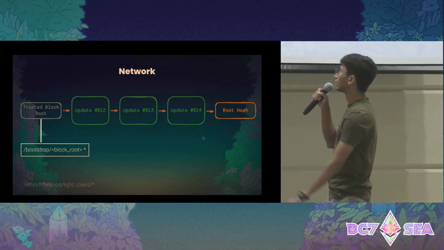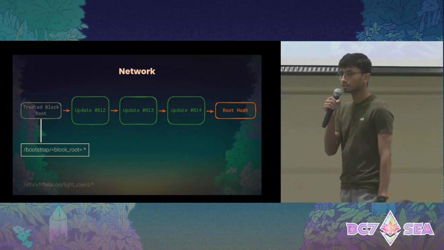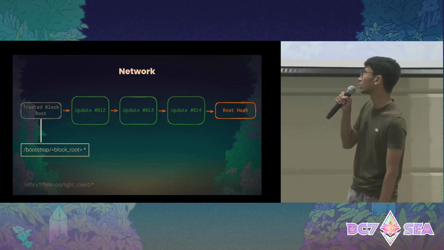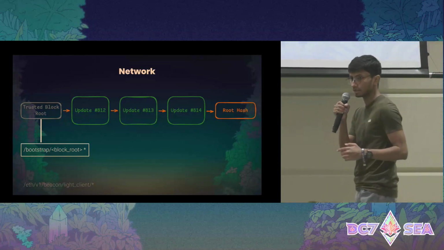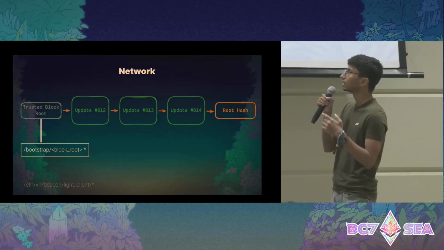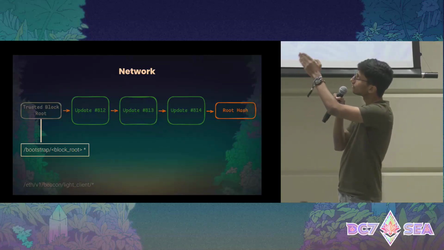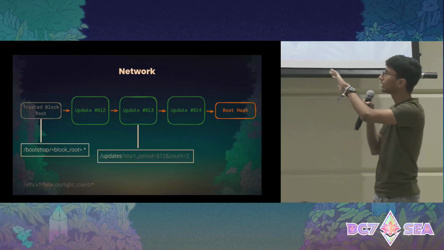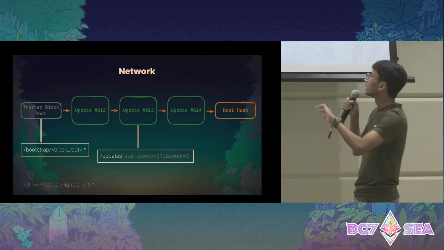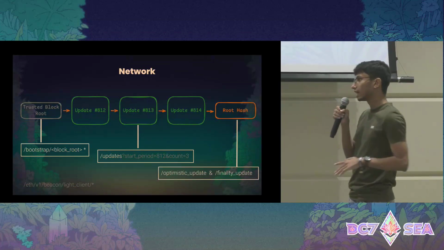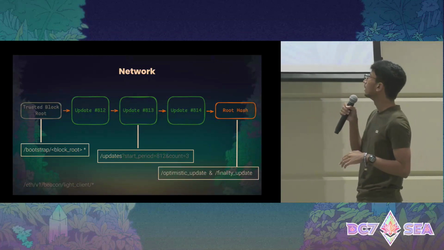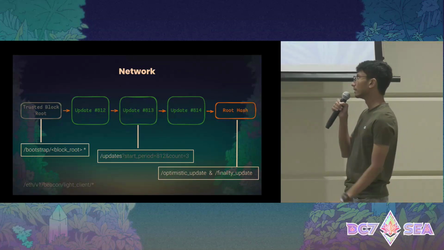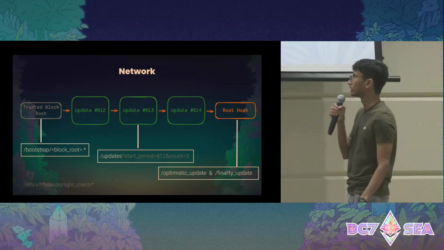There are four endpoints. The first one is the bootstrap using the block root. You have the trusted block root in the network, and you can call the bootstrap on that block root. After that, you get a range of updates, let's say three here. When the light client has synced up to the latest block header, you can keep calling optimistic update or finality update according to your needs.